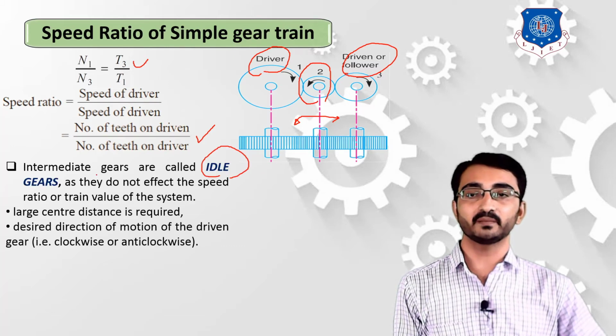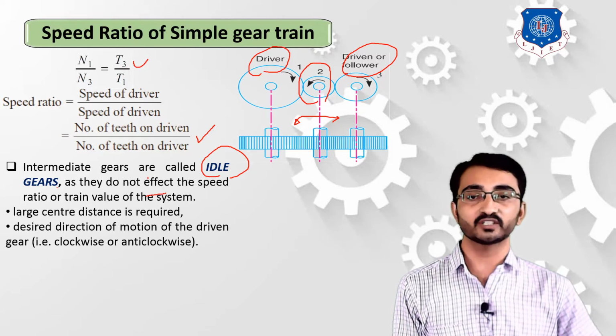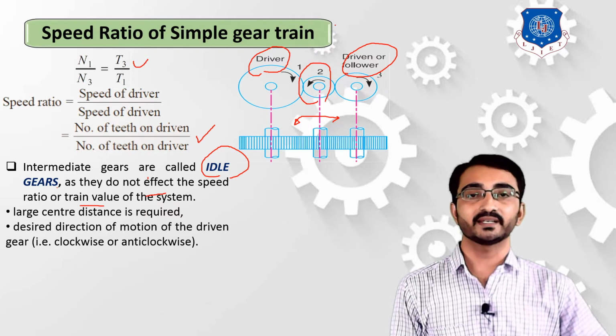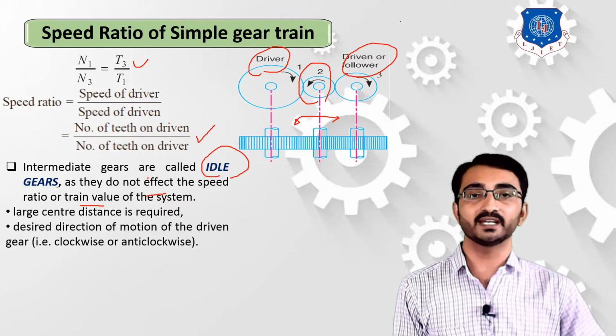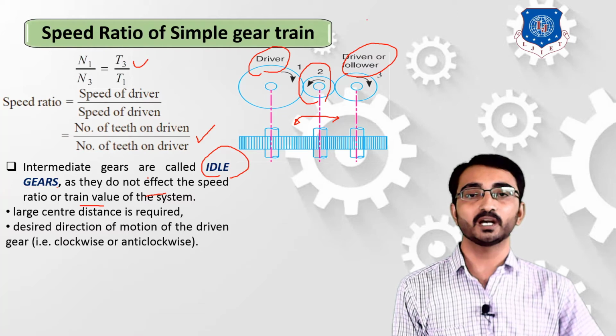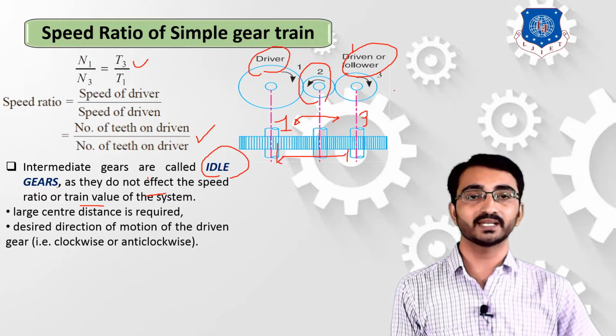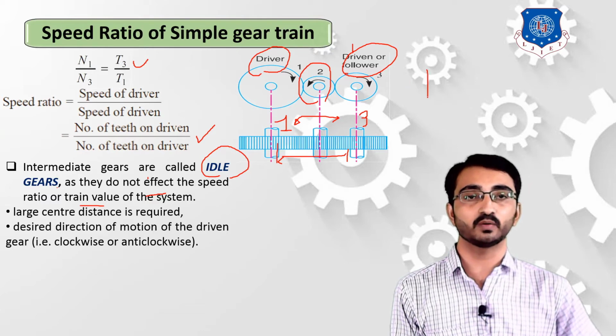Okay, so the intermediate gears are called idler gears as they have no effect on the speed ratio of the system. Simply, we can say that how many idler gears we can put depends upon the center distance. Over here, as you can refer, gear 1 and gear 3 are apart by this much distance.